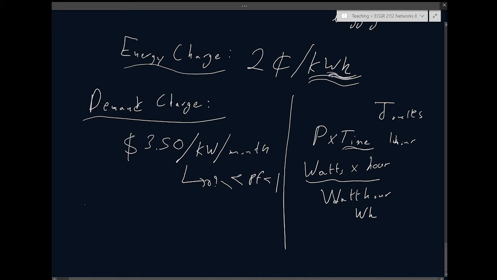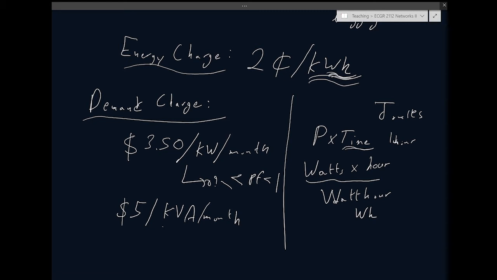If your power factor is bad, then we're going to have you pay $5 per kVA. So if the power factor is bad, now you're going to pay based on your apparent power, not your real power. Right? Because the apparent power is still something that is expensive to the utility. Higher apparent power means higher currents that have to flow through the transmission line, meaning higher losses. The utility might have to upgrade the transmission lines and so on and so forth.